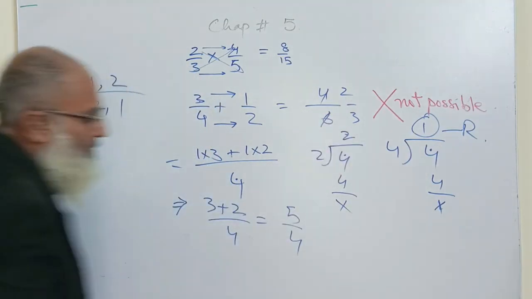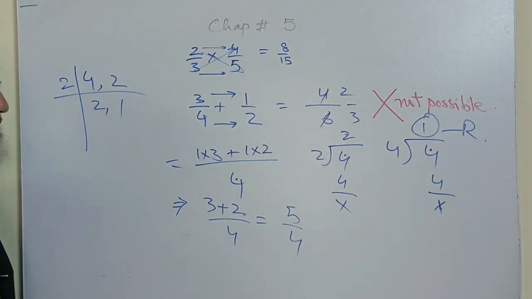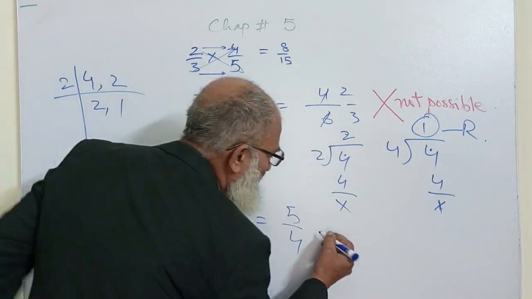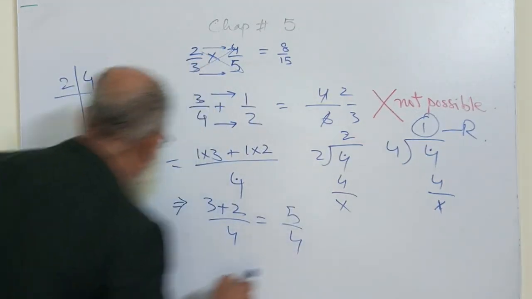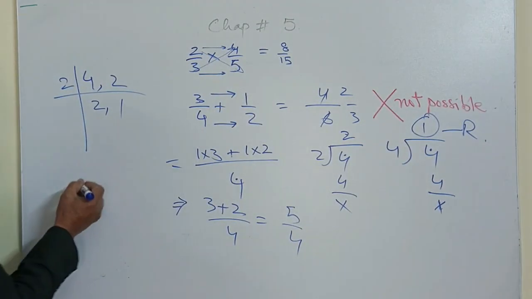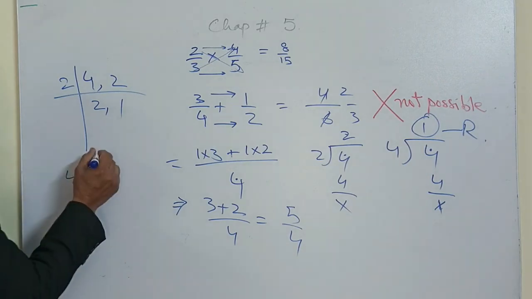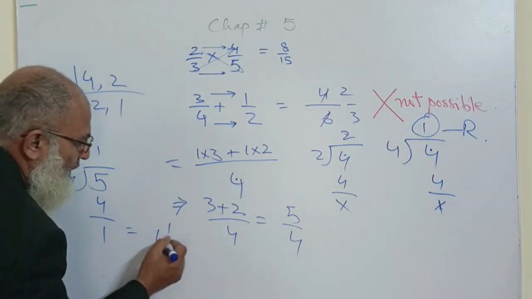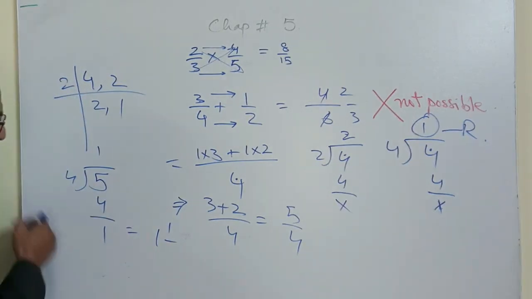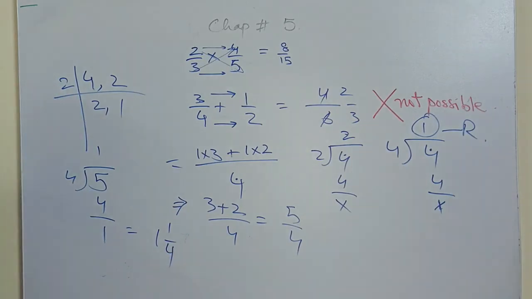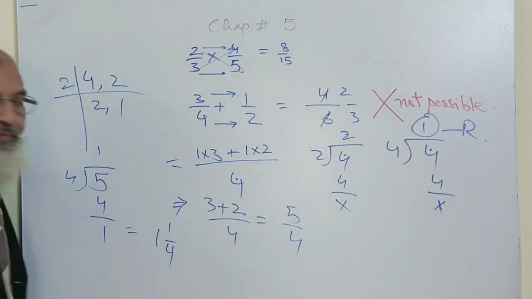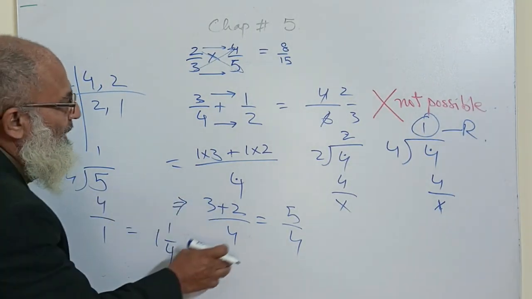See how much the difference occurs? 5 upon 4 is the answer, but we have to turn it into a proper fraction. So 5 goes in and 4 out. 4 1 times 4, 1, and this will become 1 and 1 by 4. 5 upon 4. So this is the method.